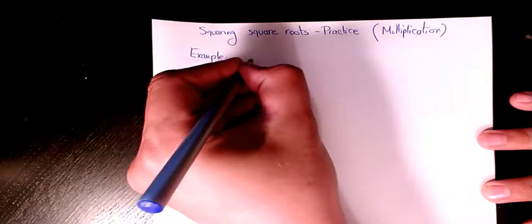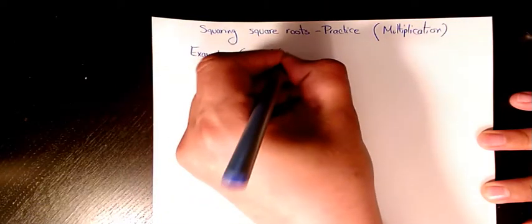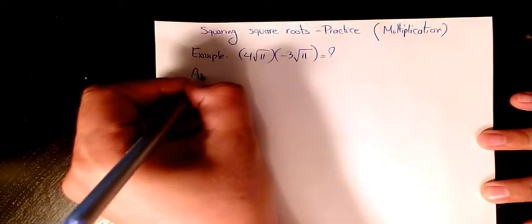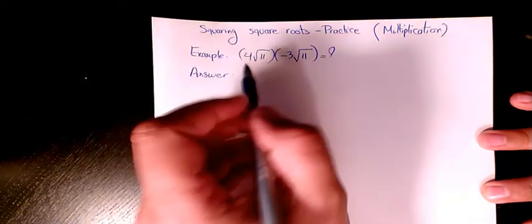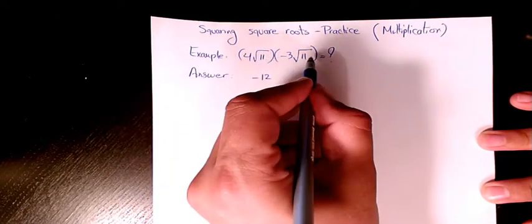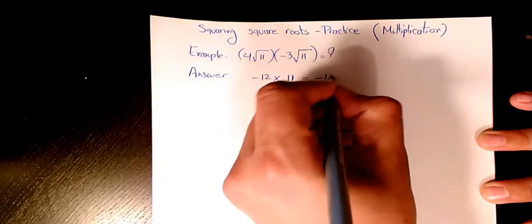First example I have is 4 root 11 times negative 3 root 11. Answer is 4 times negative 3 is negative 12. Root 11 times root 11 is 11. So it's going to be minus 132.